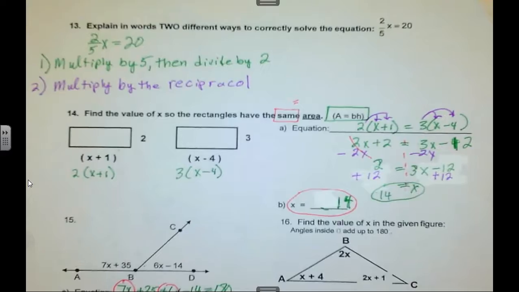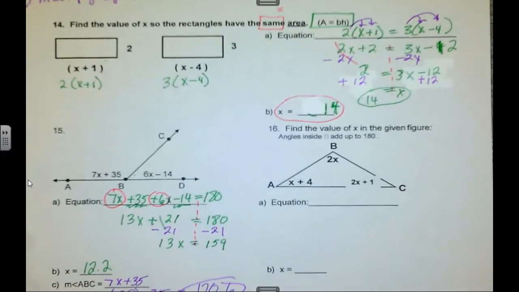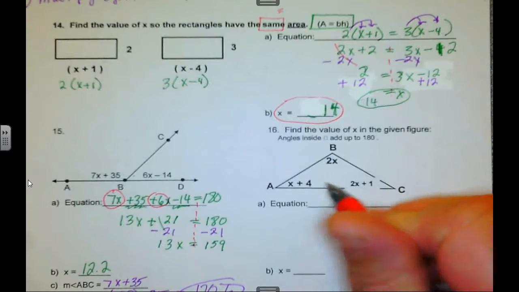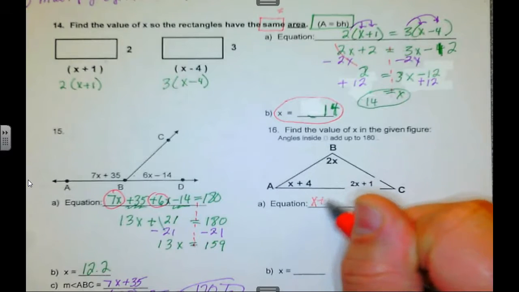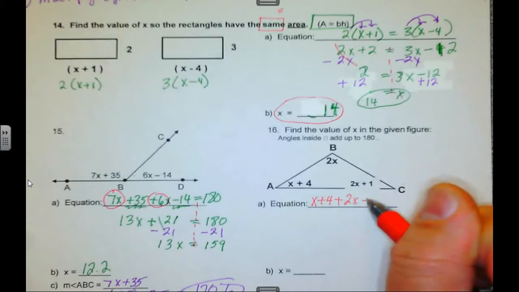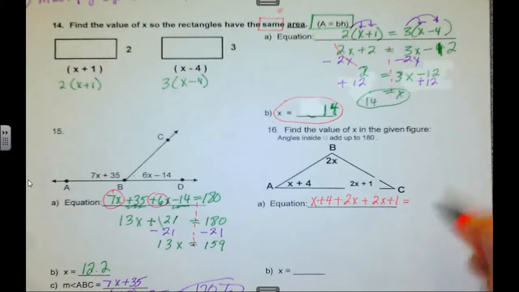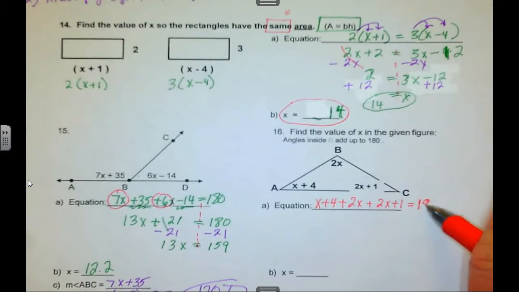Did you guys get 16? I think I asked you to do some on your own. What'd you get for 16? 56? I thought you were... Add up all the angles together. x plus 4 plus angle B is 2x plus angle C is, and what does it equal? 180.